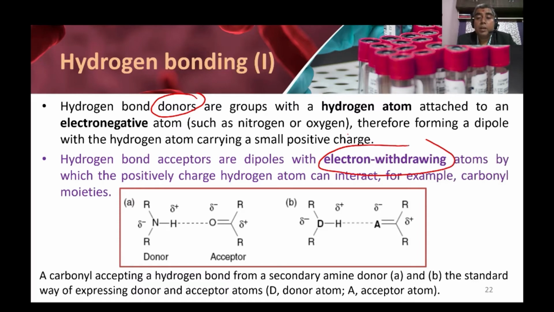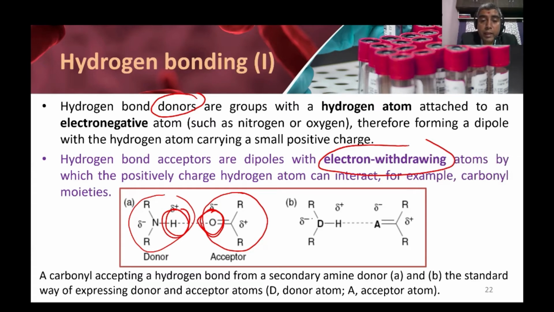For example, a carbonyl moiety. We can see here in the image, this is a carbonyl moiety and this is a secondary amine compound. The carbonyl is accepting hydrogen, this oxygen accepting this hydrogen from the secondary amine. So in general, the nitrogen in the secondary amine acts as a donor and the oxygen in the carbonyl acts as an acceptor.